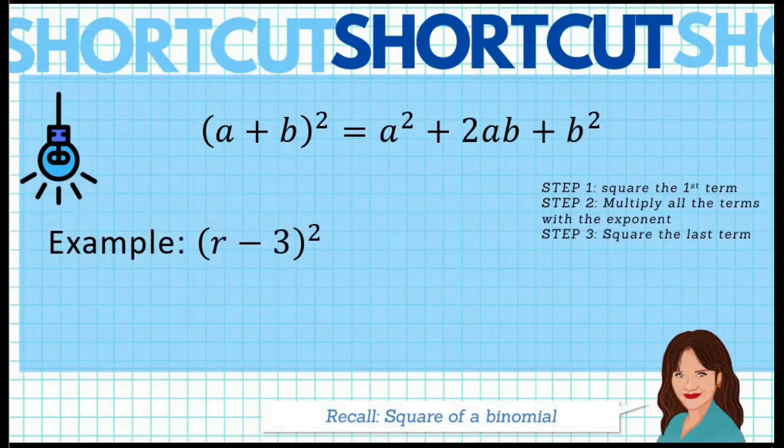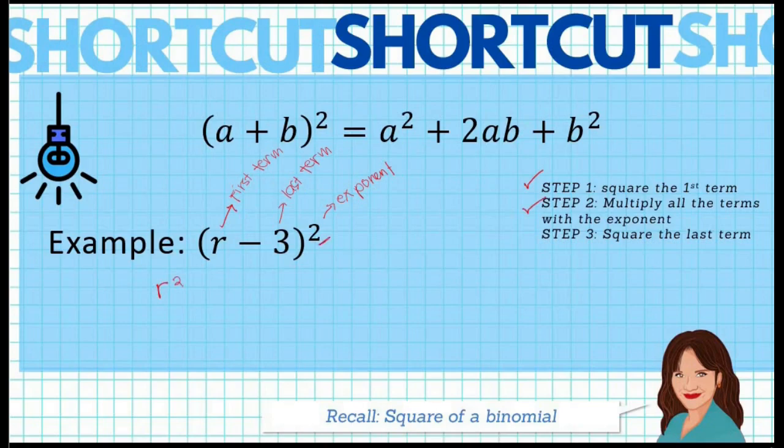Alright, let's have another example on performing the square of a binomial. Again, we apply steps 1, 2, and 3, and we can identify that r here is the first term of the given binomial, and then negative 3 is the last, and lastly, 2 is considered as the exponent. So again, we perform the steps to perform the square of a binomial. Step 1, square the first term. The first term is r, simply square it, that is r squared.